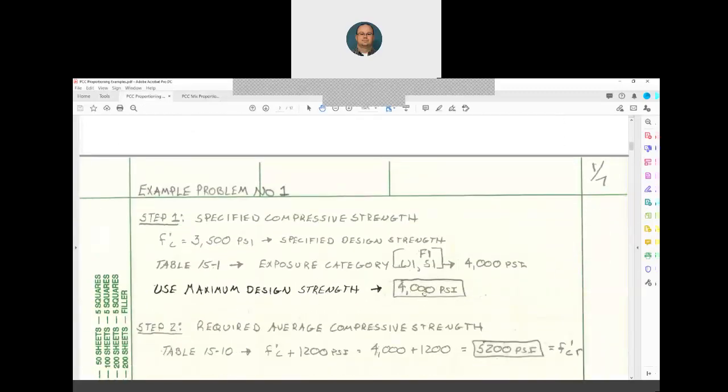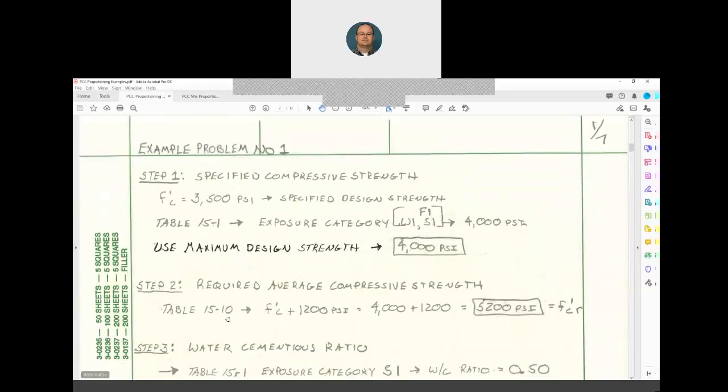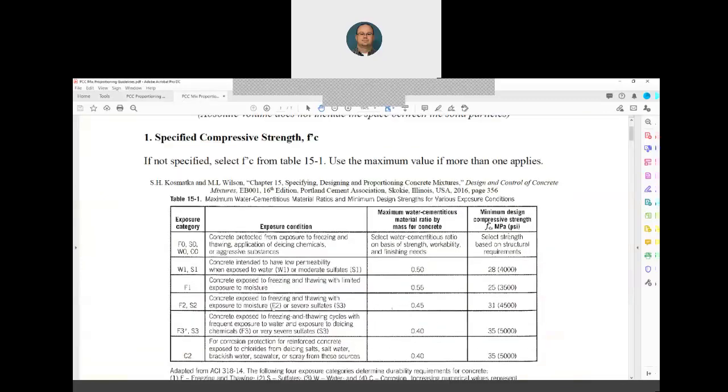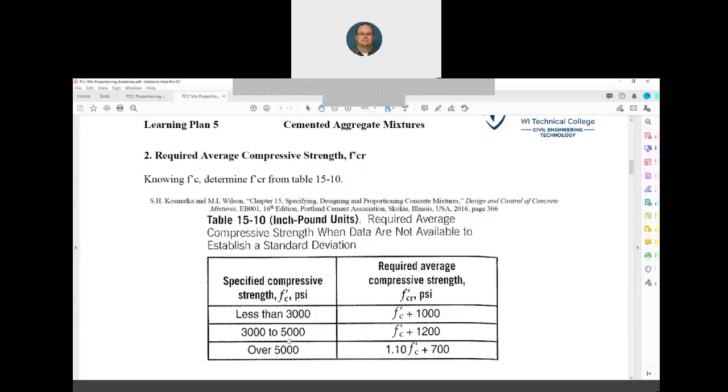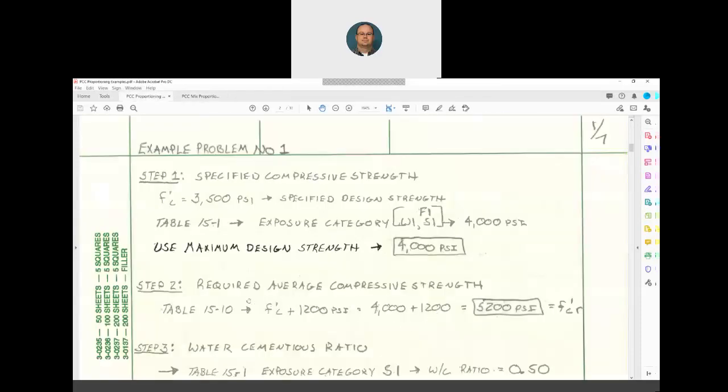Step 2, required average compressive strength. Table 15.10, f'c plus 1,200 psi. Okay, let's go to table 2. 3,000 to 5,000. I'm at 4,000. f'c plus 1,200 will give me f'cr. So 4,000 plus 1,200. So I'm going to design this concrete for an average compressive strength of 5,200 pounds per square inch.